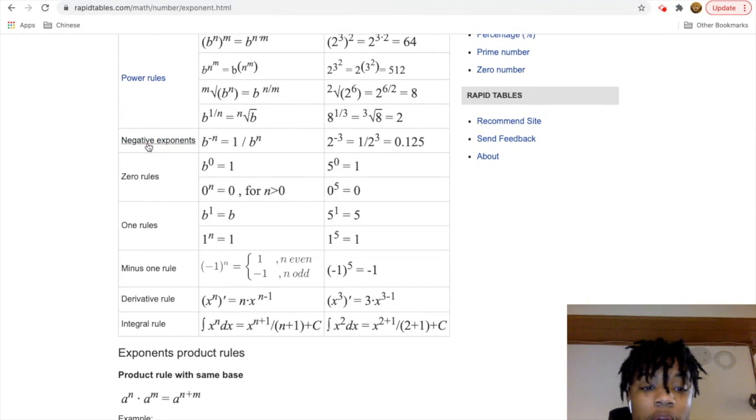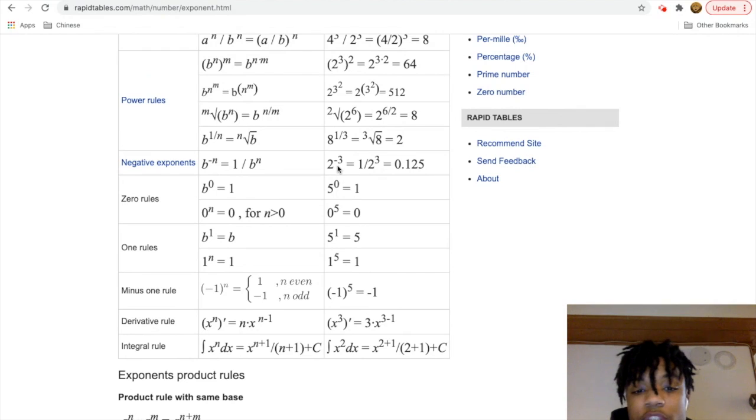Actually, what we're going to do is skip over negative exponents and go straight to the zero rules. They're pretty simple, but I want to make sure everybody is aware of and understands these. You have 5 to the power of 0, and it's going to equal 1. Just 1, nothing less, nothing more. It's not going to equal 0, and it's not going to equal 5.